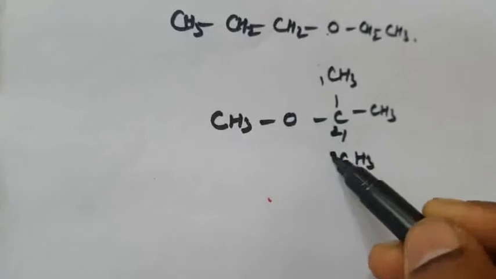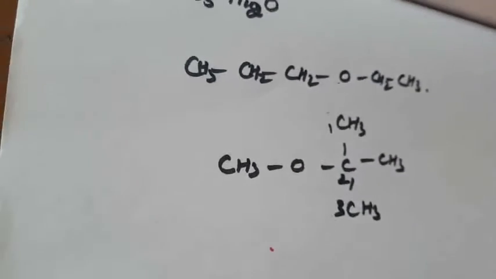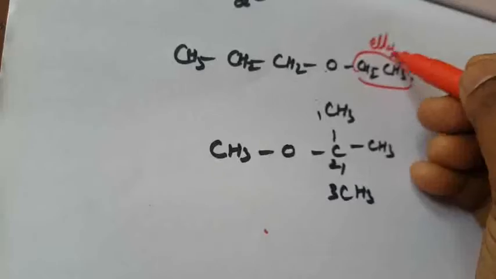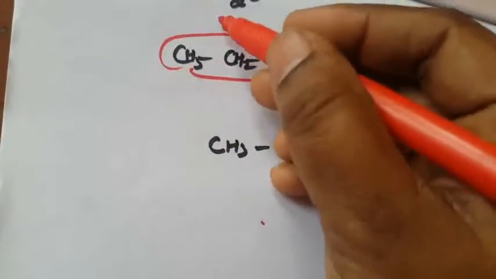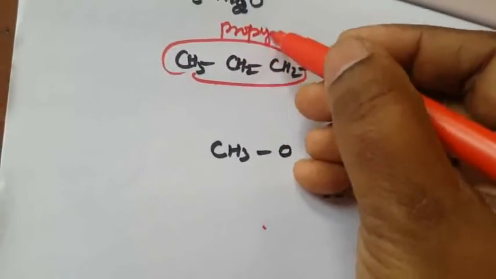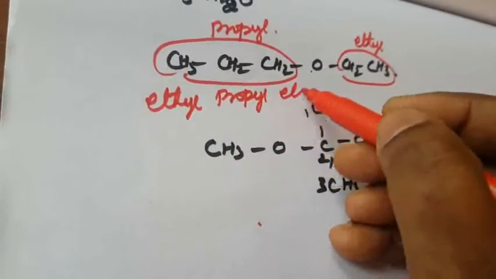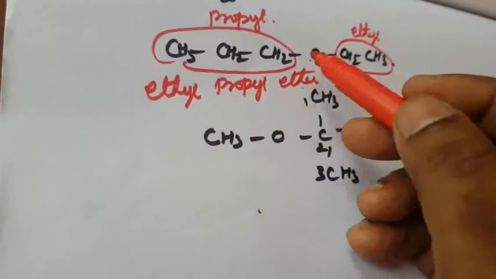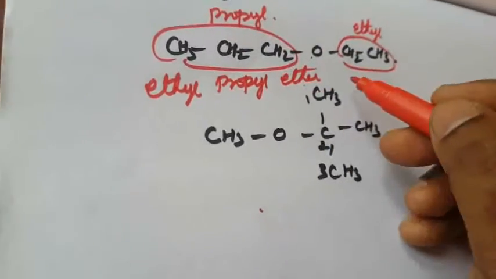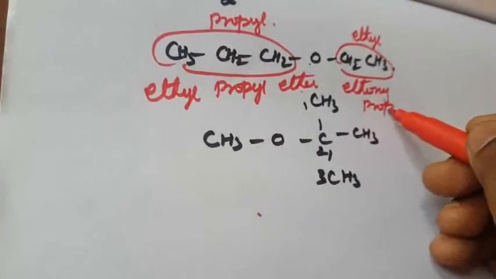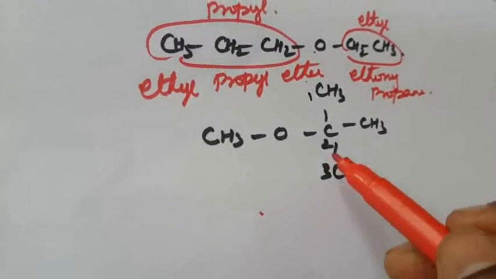1, 2, 3. So this is called ethyl. This is called propyl. So how to write the name? Ethyl propyl ether. This is the common name. What is the IUPAC name? Ethoxypropane. Okay, this one.